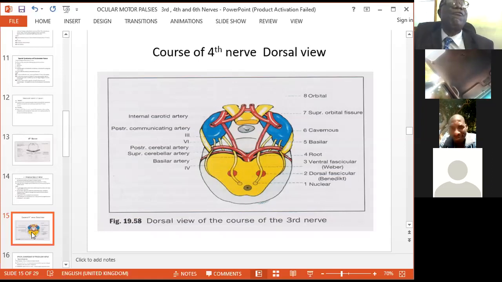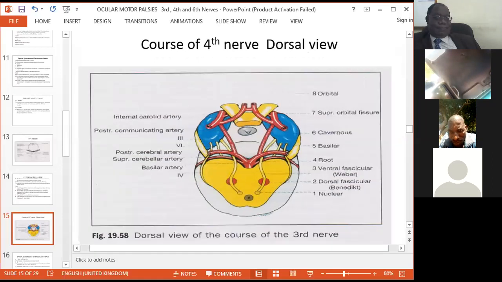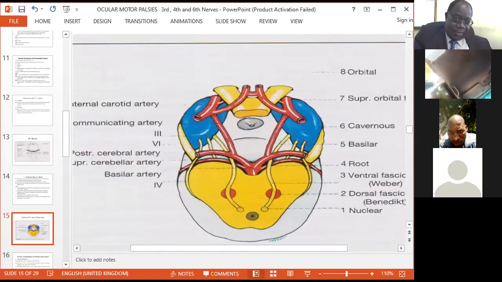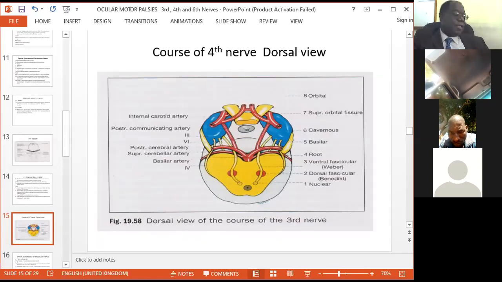So, this is the fourth nerve. I want to see what is the course of the fourth nerve. When you look at this, this is the dorsal part. It comes from there, crosses over there, and it comes to enter the subarachnoid space there.